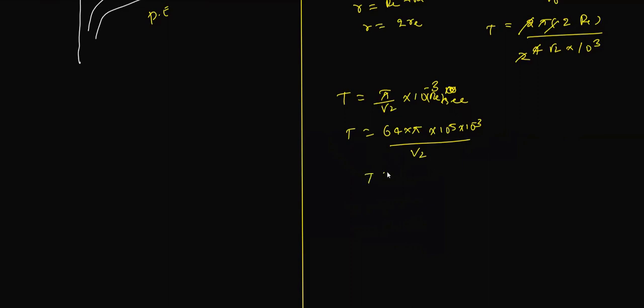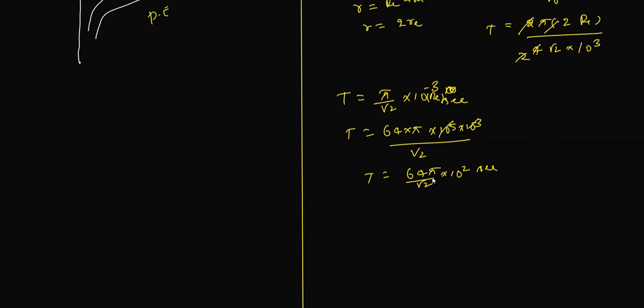After substituting that, the powers will get cancelled, 5 minus 5 and all. So what will we get here? 64 pi divided by root 2 into 10 raised to 2 seconds we can calculate. We can substitute the pi value and root 2 value also. So we can solve the question. Next, part B is done.